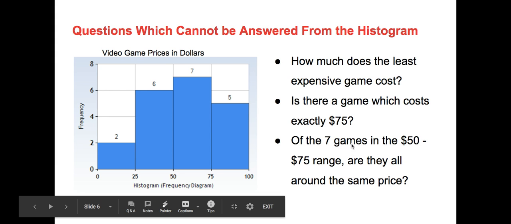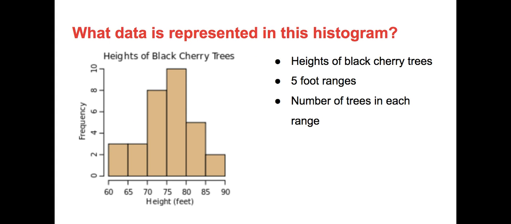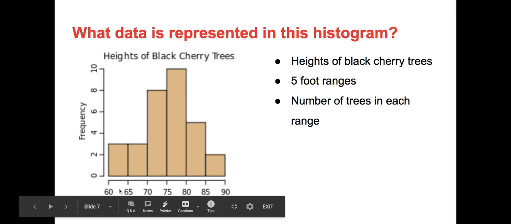And of the 7 games in the $50 to $75 range, are they all around the same price? We don't know. We can't see the details. So what data is represented here? We're looking at heights of black cherry trees. The ranges are in 5 feet, 60 to 65 feet, 65 to 70 feet, and so on. And we can see the number of trees in each range.